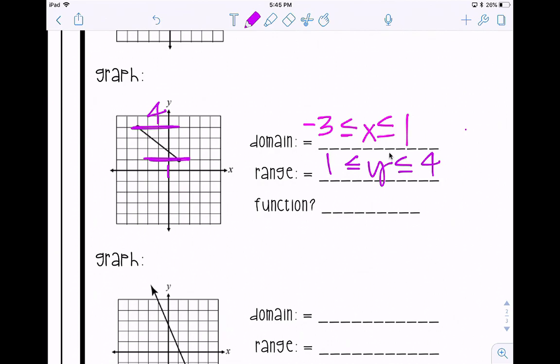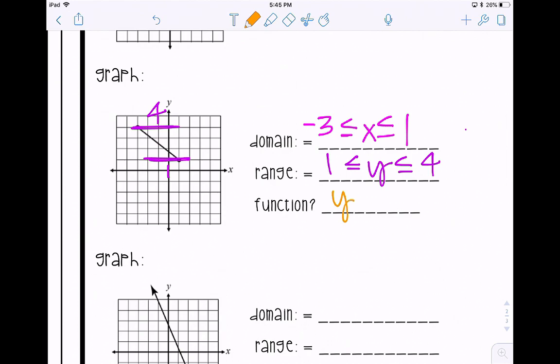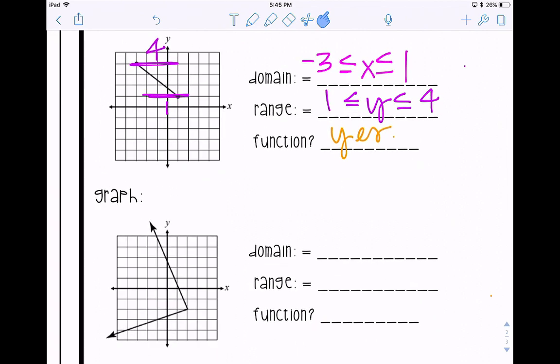Last piece: is it a function? Hopefully you know already that yes, this is a function. No x value repeats. I could draw a vertical line through this every single place and it would only touch one time. All right, last one. This one's going to be a little bit different.